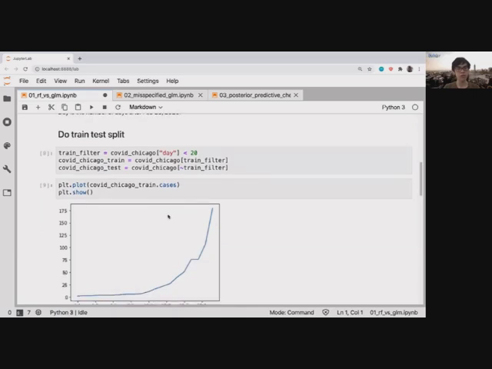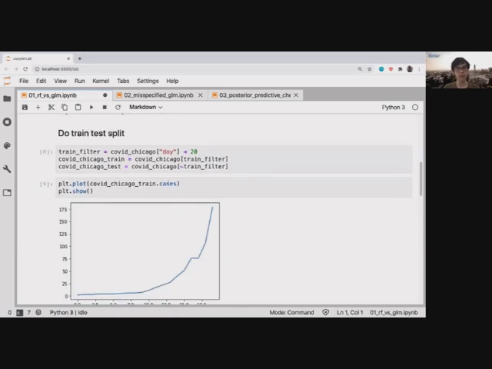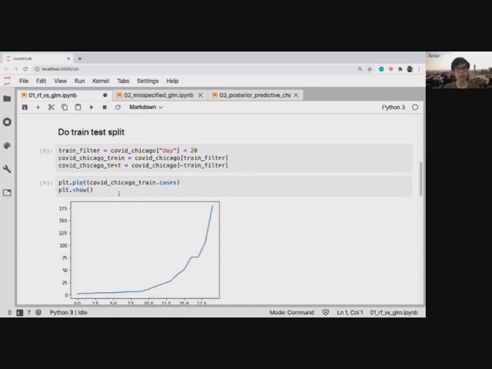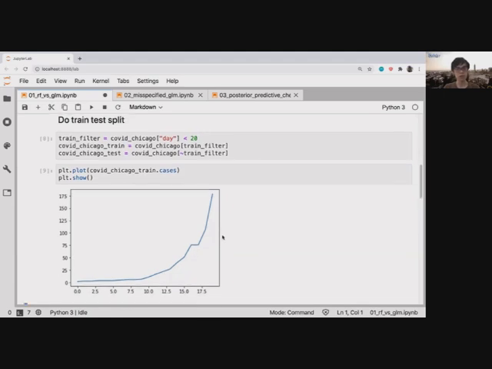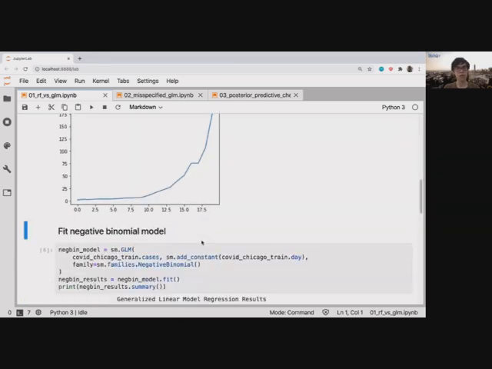First, let's do a plot of the case counts for the training set. And as you can see, it looks like there's some form of exponential increase. And this means that having a GLM, which is either a Poisson or a negative binomial model, is very appropriate because we recall that the link function is the exponential function. So let's fit a negative binomial model.